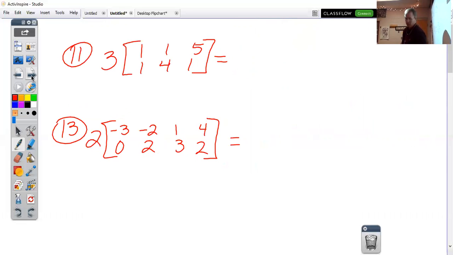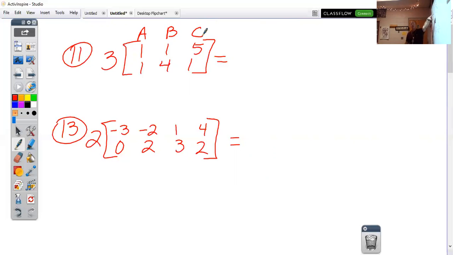Page 93. Number 11 says a triangle with vertices A(1,1), B(1,4), and C(5,1), and they want us to scalar multiply it by a factor of 3. So is that going to get bigger or smaller? It's going to get bigger. Now understand, they give you 3 vertices of the triangle, and basically you take those 3 vertices and you make a matrix out of it. Here's my vertices, okay? A was 1, 1, B was 1, 4, and C was 5, 1.